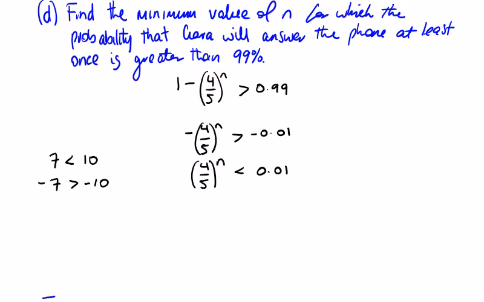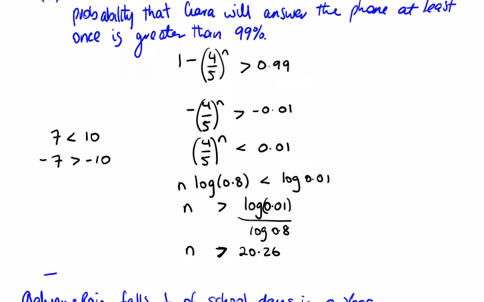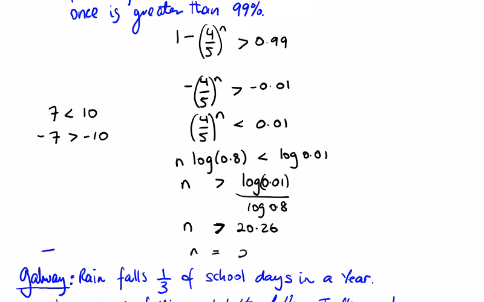Now we're using our rules of logs. n by the log, I'm going to change it to 0.8 just because the other one's a decimal, less than the log of 0.01. Now the log of 0.8 is negative, so again we're dividing across by a negative, so I'm going to need to reverse that symbol a second time. So n has to be greater than the log of 0.01 divided by the log of 0.8. If you type that into your calculator, you're going to get 20.63. So if n is greater than 20.63, n would have to be equal to 21.